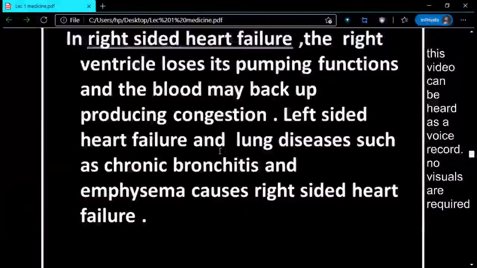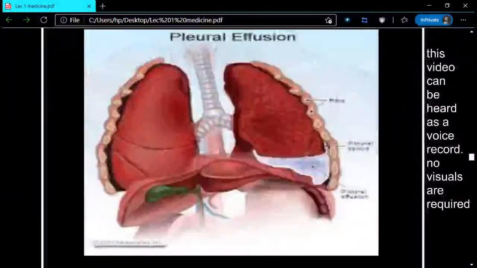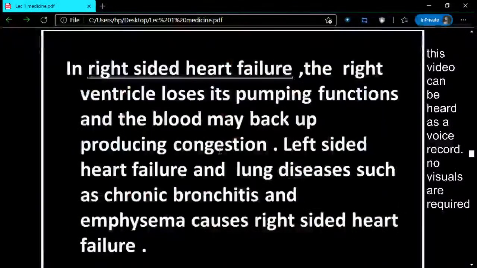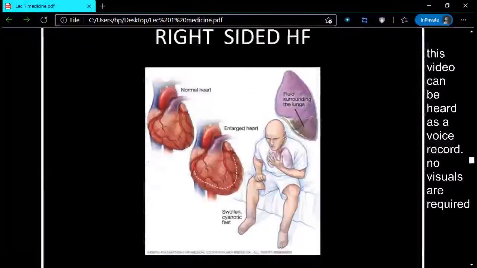Left side heart failure, bronchitis, emphysema, are the causes of the right side heart failure. Pleural effusion, emphysema, and bronchitis. Right sided heart failure, enlargement of the chest, normal heart, the other one is the enlarged heart.